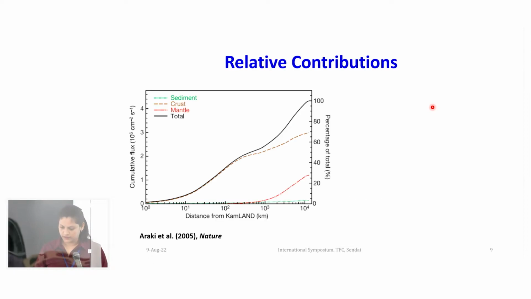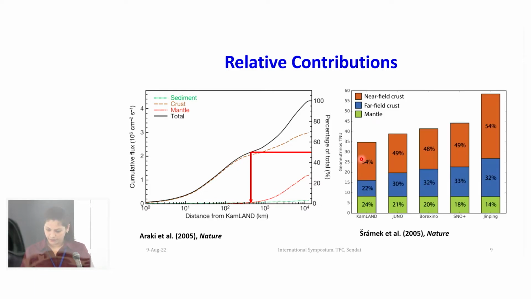So here I will be showing the cumulative flux which is contributed by these different components. Here the black curve is the total one, and the x-axis is the distance. These are the results from KamLAND, which was first published by Araki et al. in 2005. About 50% of its total flux is coming from the nearby 400 to 500 kilometers, and again the major contributor is crust.